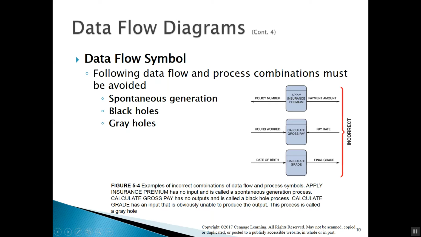Okay. Now, we've got some bad data flows. Here we're showing a process with data flowing out on either side, or here's another one, data flowing in from either side and nothing going out. These things don't necessarily work. Now, the bottom one, you say, well, it's got one going in and one going out. Well, what's coming in? A date of birth. Date of birth has nothing to do with calculating a grade, so you have the wrong data coming in.